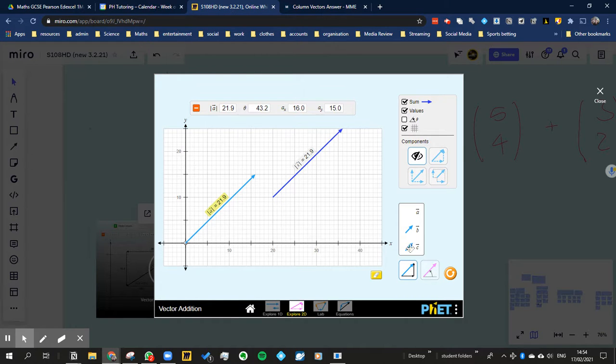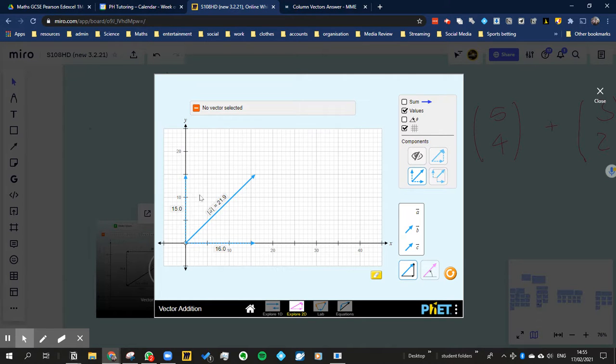Right. I would like to, can I do that? There we go. We'll get rid of some of these things. So to get the result, I'm adding the 15 plus the 16. I'm not getting 31 like I would if I just added the numbers as normal, but I'm getting 21.9. And that's because this is a vector.